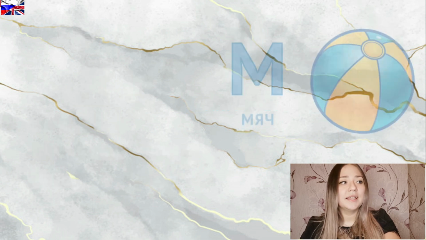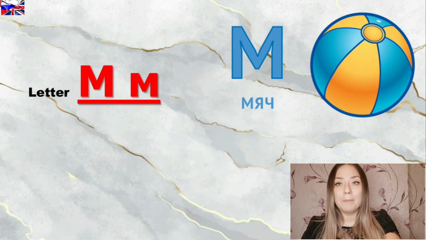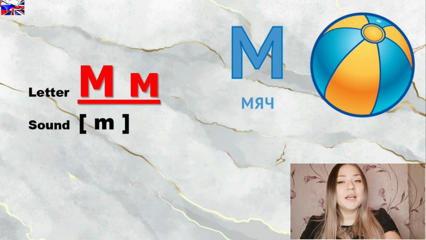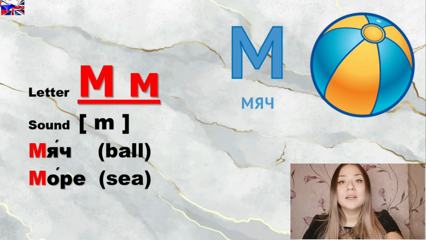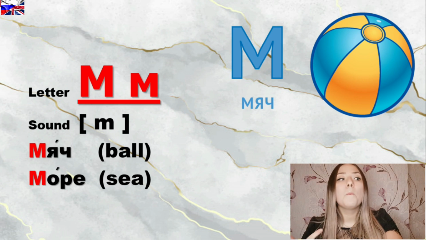The next letter is letter M. Sound M. For example, the word ball. Ball is мяч. Мяч. Sea is море. Море. Letter M. Sound M.